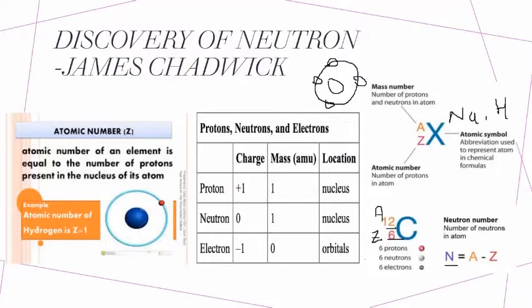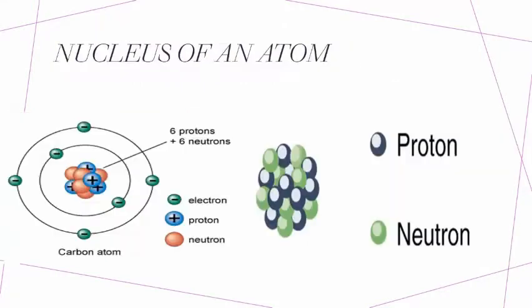Now let us go on to see the constitution of the nucleus in an atom. According to Rutherford, an atom is almost empty space with tiny protons and neutrons at the center, and all the rest he thought is empty space. He called the center the nucleus of an atom.